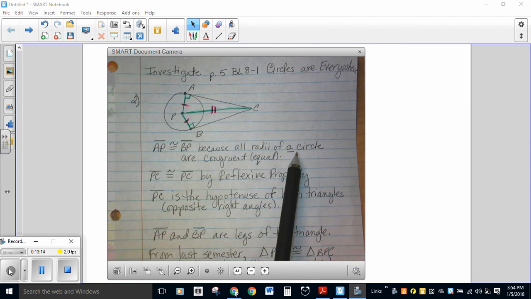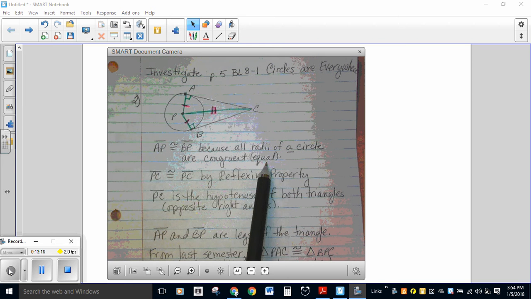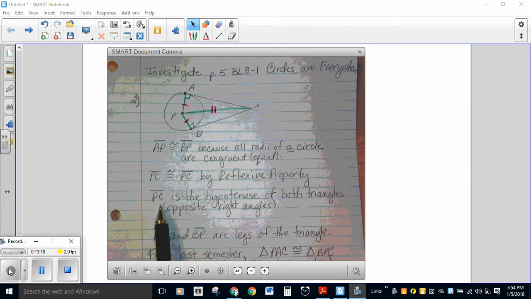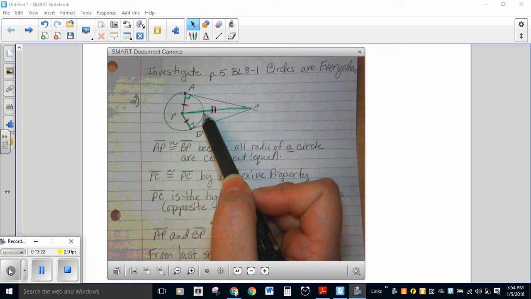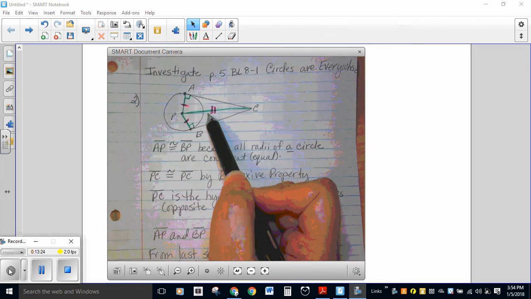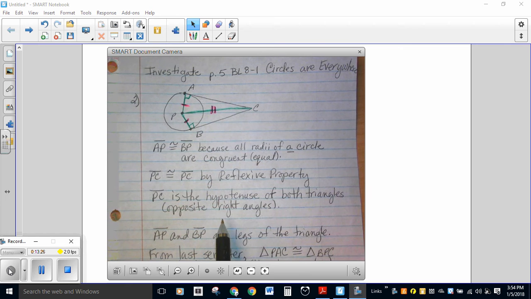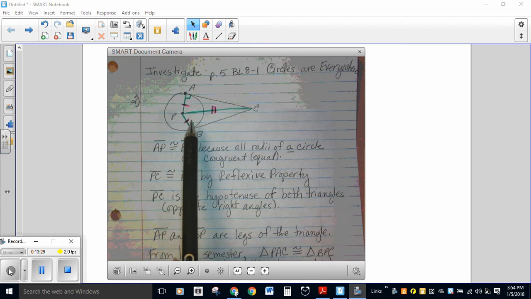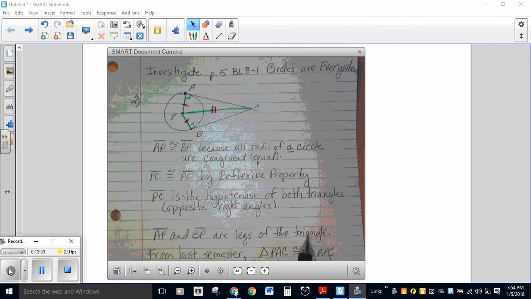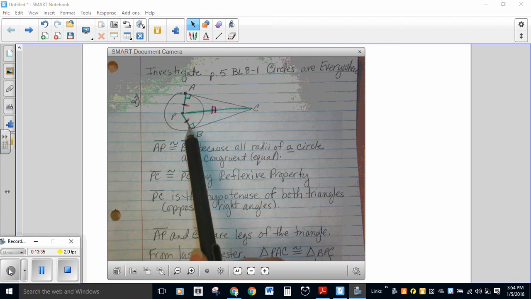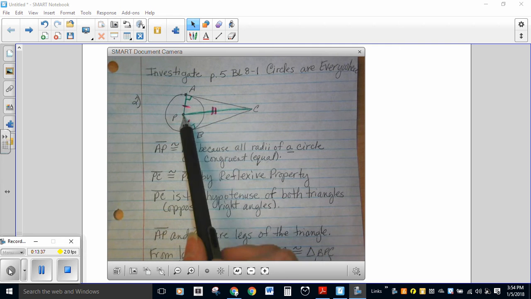Then we can say that line segment PC is also the hypotenuse of each one because it is across from the right angle on both of those. Then we can say that line segment AP and line segment BP are the legs of the triangle, because remember, the parts that make up the right angle are called the legs. So BP and BC on this triangle, PA and AC on the other triangle.